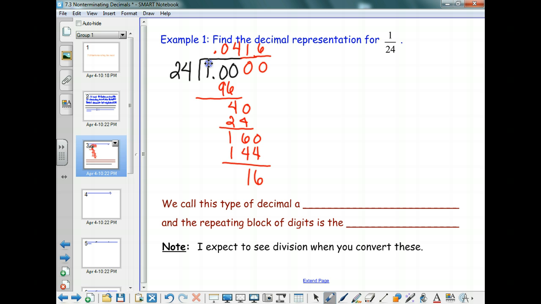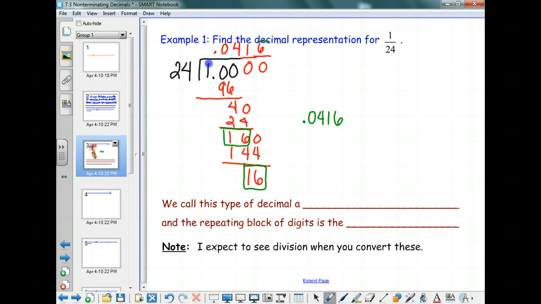Now, I actually know right now that I'm done. Why? I got the same piece at this stage that I did before. So what does it mean? It's a recurrence. It means if I kept going, I would keep getting 6s above the top, right? So the 6 is what's repeating over here. So this decimal is the decimal point 0416.